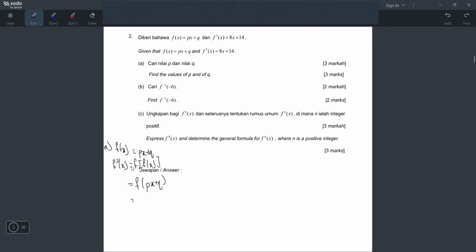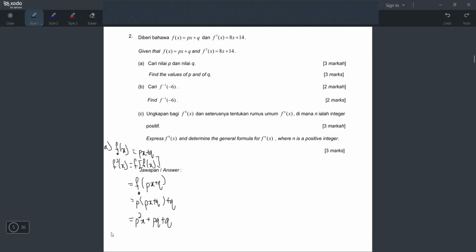So the outside f, can you see this is function f, this is also function f. So they are the same function. It means I can write down px plus pq again, but this time we have to be careful because the x in the bracket changes to px plus q. So the x here also has to be written as px plus q. So you will end up with p squared x plus pq plus q. Just expand normally. So this is my answer for f squared of x.